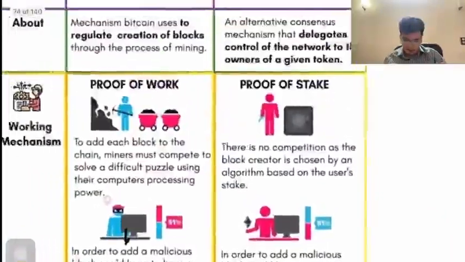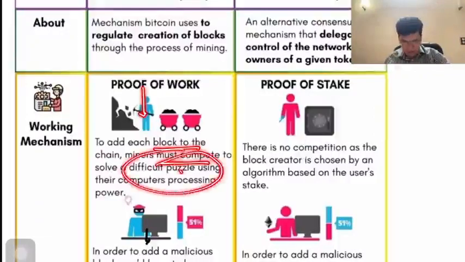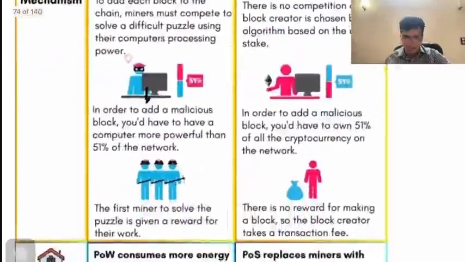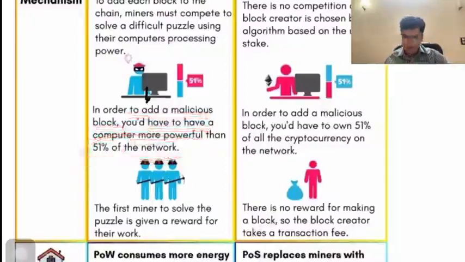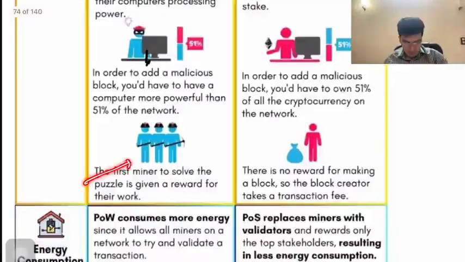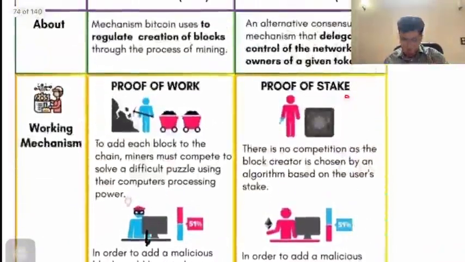One thing here, I'll just read it with you, right? First thing, how does it work? In proof of work, to add each block, miners must compete to solve a difficult puzzle. This is clear. In order to add a malicious block, you would need a computer more powerful than 51% of the network. This also became clear to us. The first miner to solve the puzzle is given a reward, and proof of work consumes more energy. This is clear. Now let's come to proof of stake.